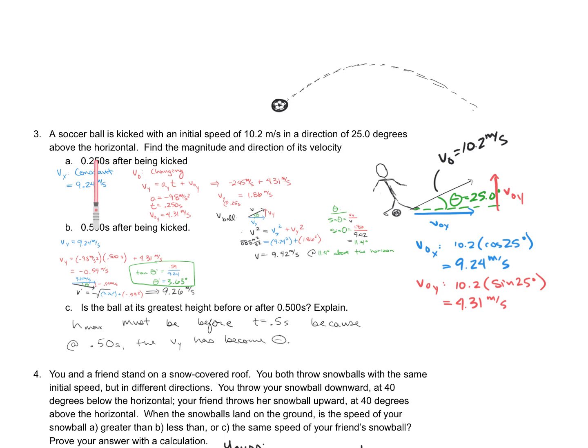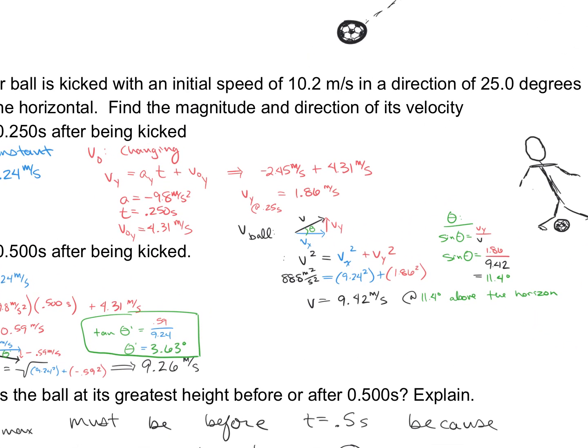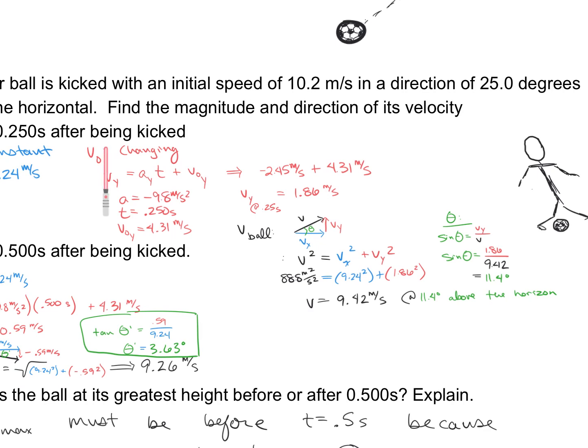And so at 0.25 seconds, the vertical component changes, but the horizontal component does not. This one stays at 9.24 the entire time because we are ignoring the effect of air resistance, or we're assuming that is insignificant. So if we zoom in to look at what's happening to the velocity in the y direction, that is the one that changes. Oh, this should say v naught y. That's where it changes. V naught y.